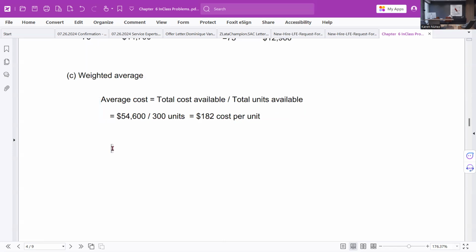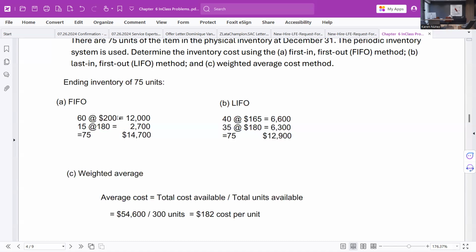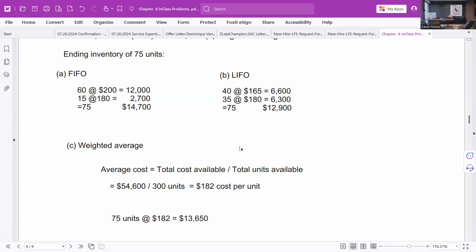So the ending inventory of 75 units at a cost of $182 equals 13,650. That's the ending inventory cost under weighted average. It's just the number of units, 75 units at an average cost of $182, right? Unlike FIFO, where we had to take the ending costs, unlike LIFO, where we had to take the beginning costs for that ending inventory, weighted average is just an average. We just want an average cost for those units. Okay.